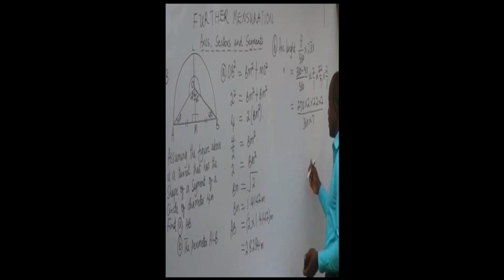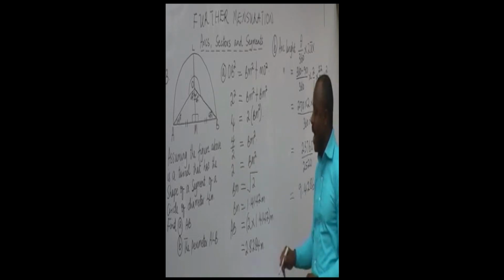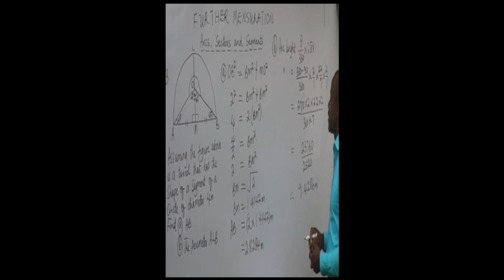I told you to memorize this. 23,760 divided by 2520, 360 times 7, giving us 9.4286 meters in 4 decimal places, and that is the perimeter of ALB that the question has asked in part B.